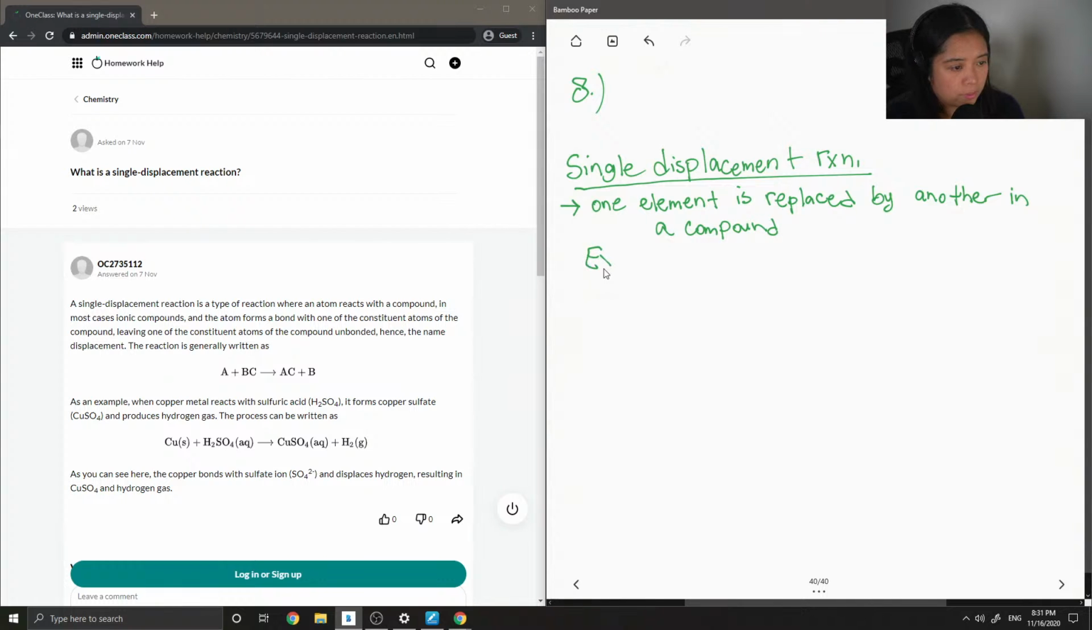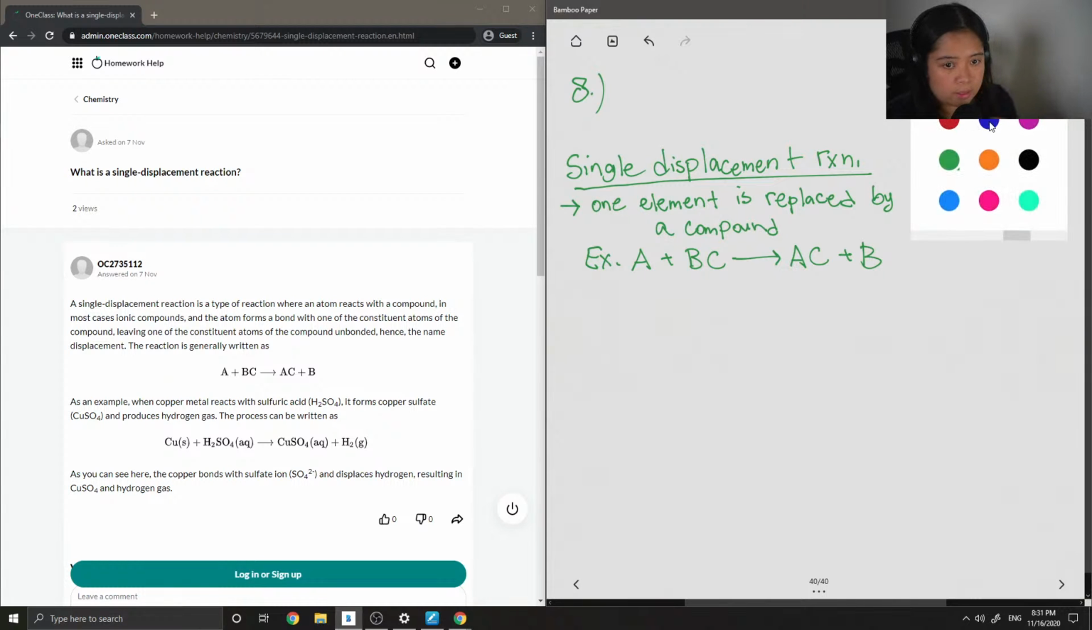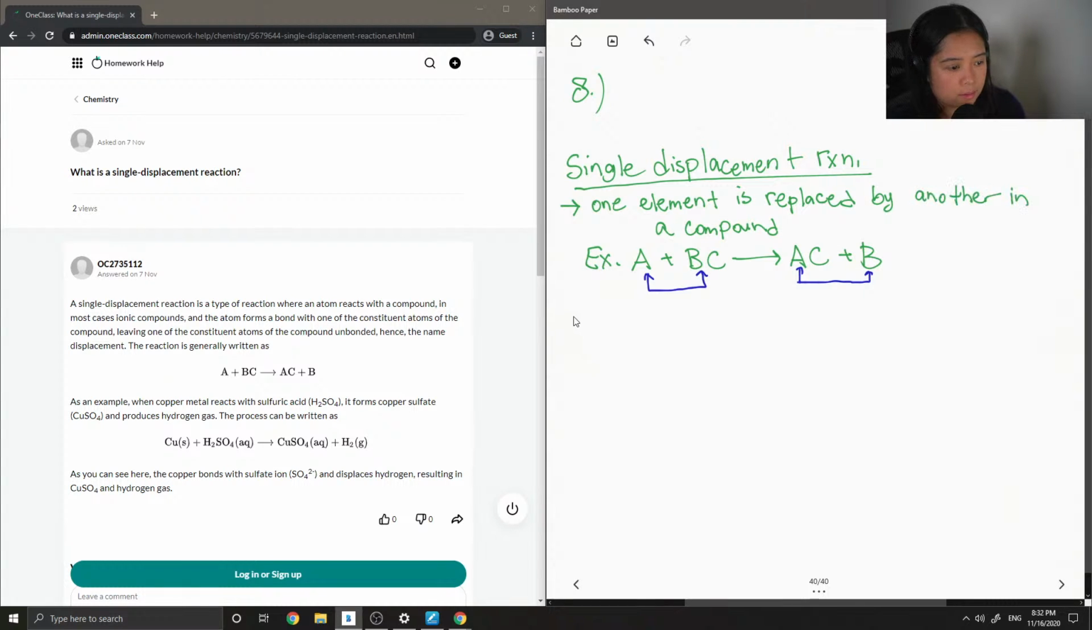So for example, let's say you had an element A plus a compound BC would make AC plus B. So you can see here that the A and the B just switch spots. And now the A is bonded with the C. So similarly, that's the single displacement reaction.